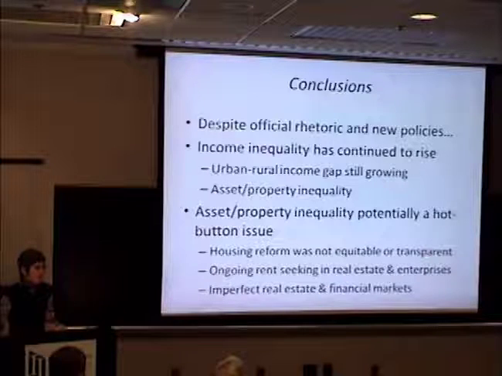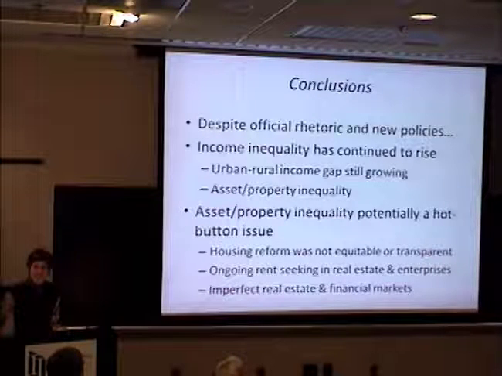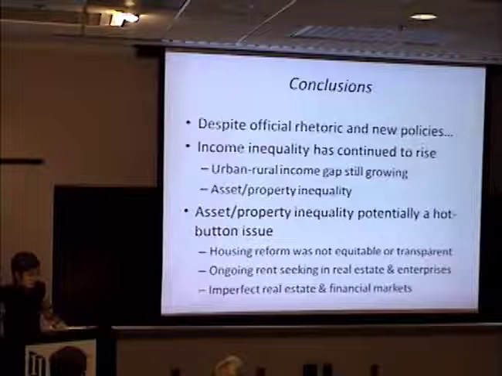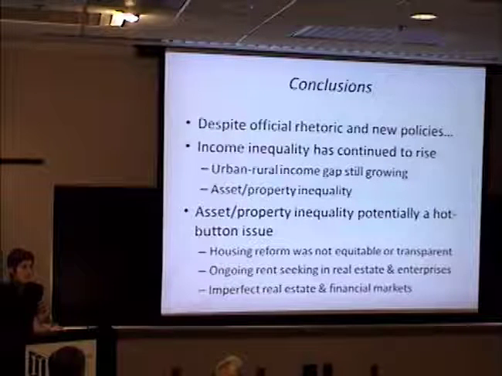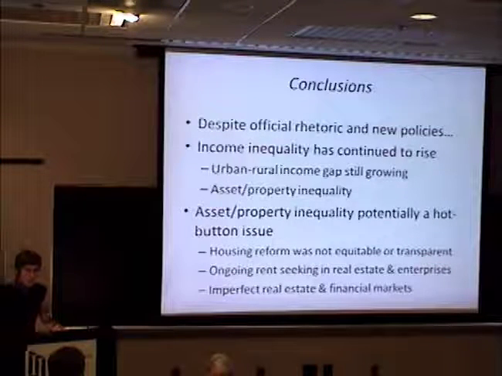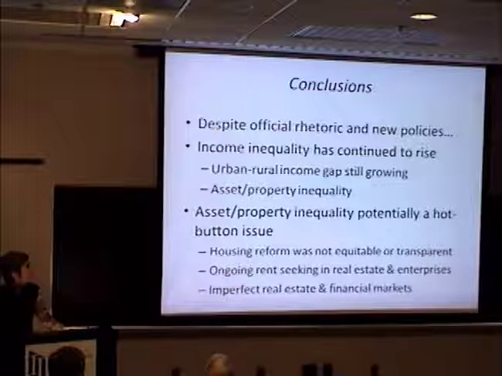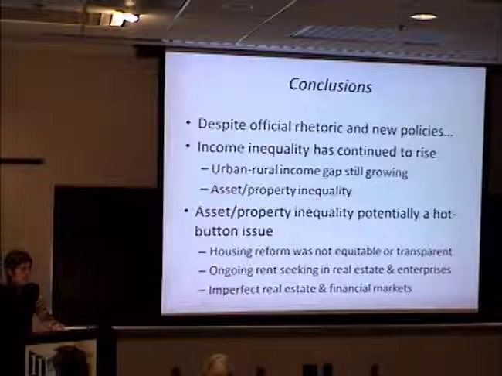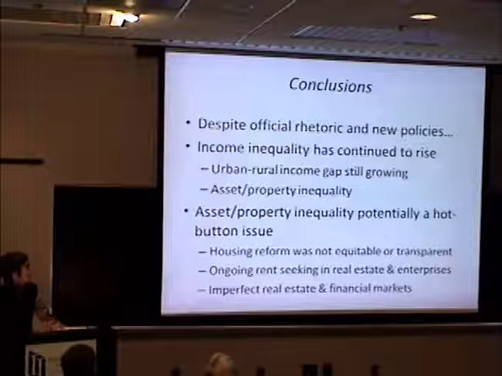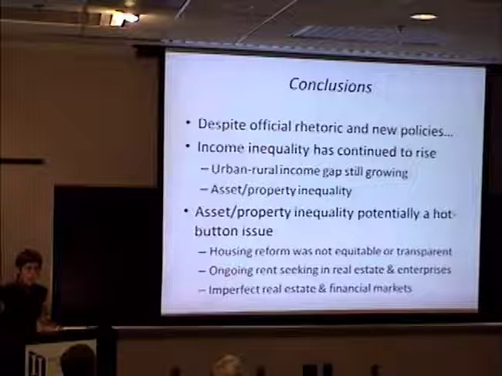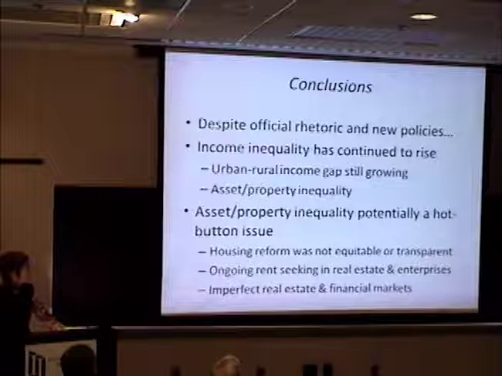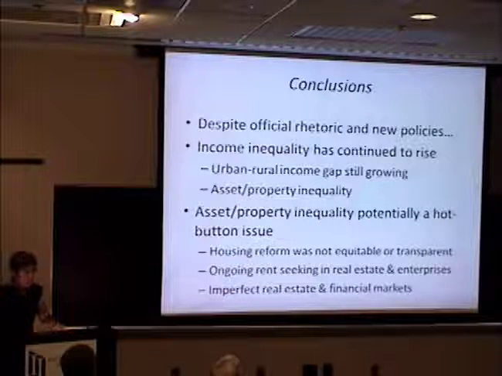So let me try to draw some conclusions from all these numbers and graphs that I've shown you. Despite official announcements and a wide range of new policies, income inequality has continued to increase in China, at least through 2007. To some extent, this is the continuation of past trends associated with, among other things, the widening urban-rural income gap. And to some extent, it's reflecting some new factors, the increasing role of asset and property inequality. Asset and property inequality is potentially a hot-button issue.